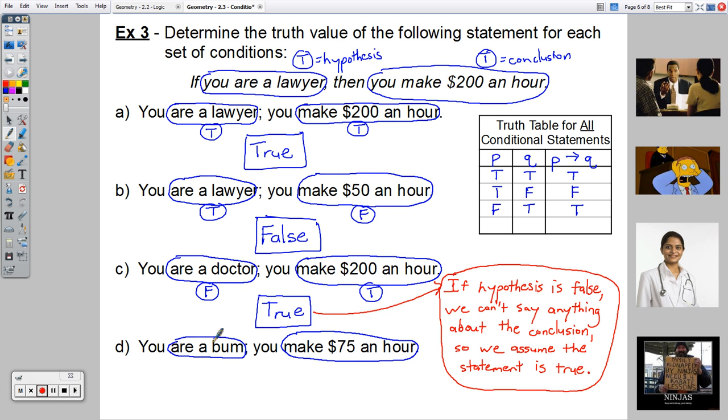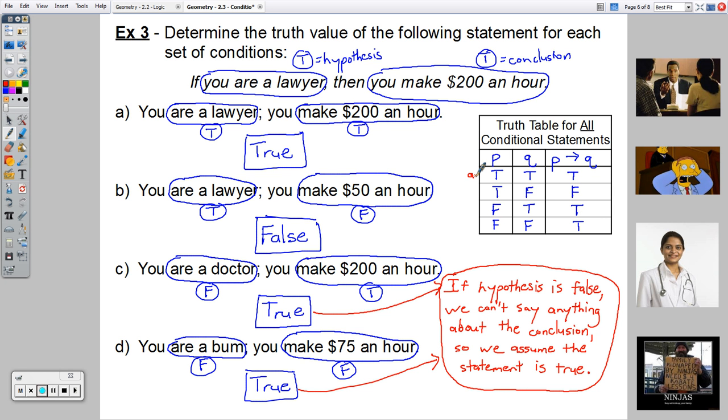But if you are a bum, so this is a false hypothesis. This is not matching up with the hypothesis I started with, and then you make $75 an hour. That's a false conclusion, or it doesn't match up at least with the conclusion that we had here either. So I see false and false. That would be false here, but crazy as this sounds, we say that's true based on the same reason we had talked about over here. So if the hypothesis is false, we can't say anything about the conclusion, so we assume the statement is true. So in the truth table, the last little slot there, put a T there.